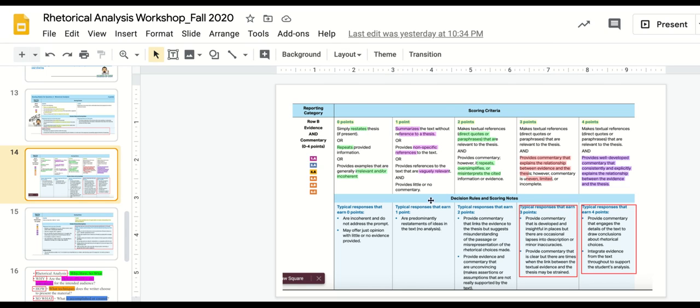Okay. A 0 or 1 doesn't really provide any commentary. The commentary is the heart of the paper. They want to see your line of reasoning and how it connects to analyzing the writer's rhetorical choices.